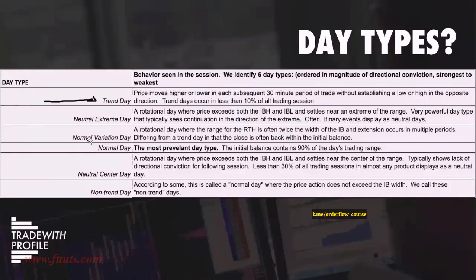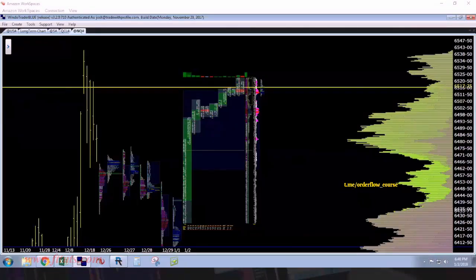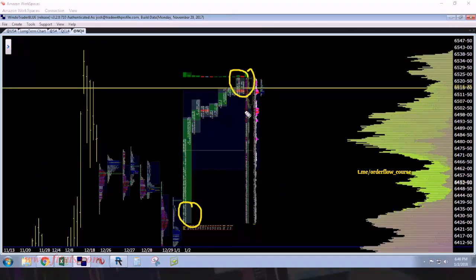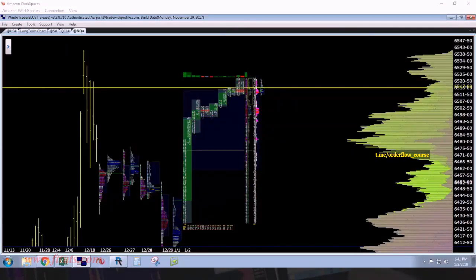A trend day is when price moves higher or lower in each subsequent 30-minute period, and one extreme of the day occurs in the first hour, and the second extreme of the day occurs at the end of the session or the last hour. We had a trend day today in the NASDAQ. You can see the low was put in here in the first 30 minutes, and the high was put in the last hour. That's a classic trend day. Higher lows in 30-minute periods the whole day, and you get a very elongated profile that results.